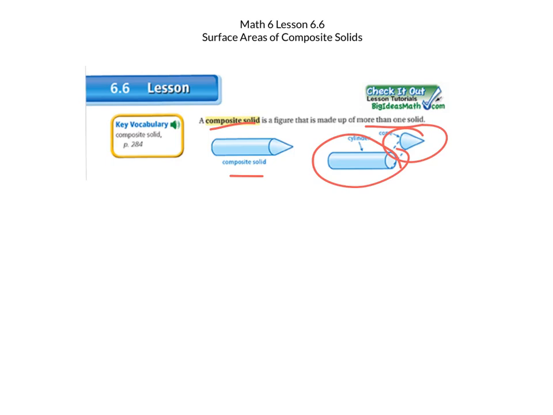So a composite solid, you can just think of it as they took several shapes that you already know how to find the surface area of and squished them together to make other shapes, or bigger shapes. So let's look at example 1.